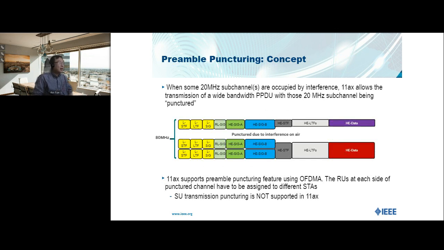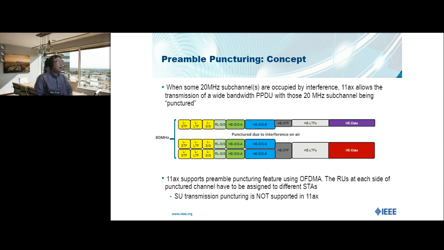The second concept is preamble puncturing. I think I saw some questions about how puncturing works. Okay, I have a drawing here. Before 11ax, when some station does CCA and finds some channel busy, it has to shrink its transmission bandwidth to avoid that interfered channel.